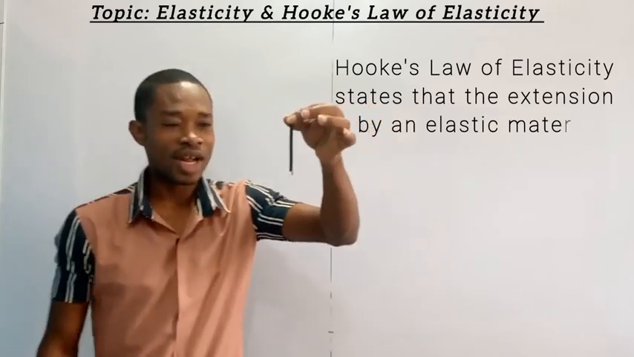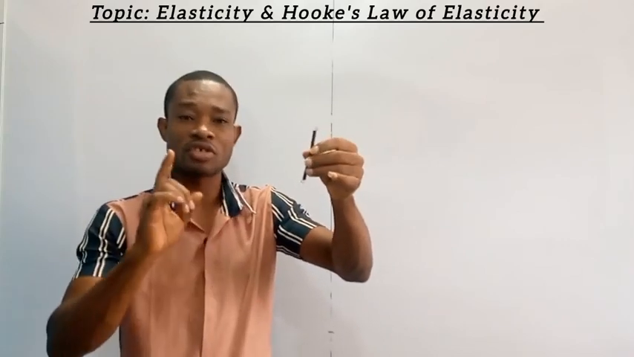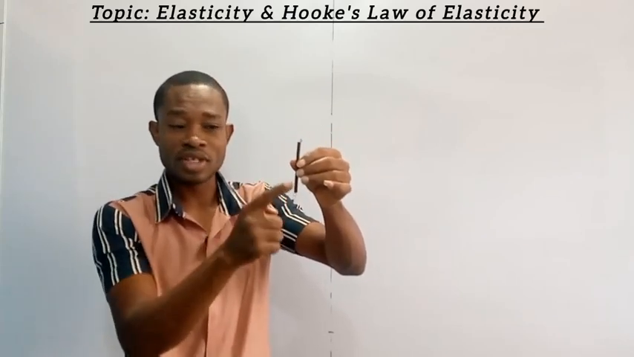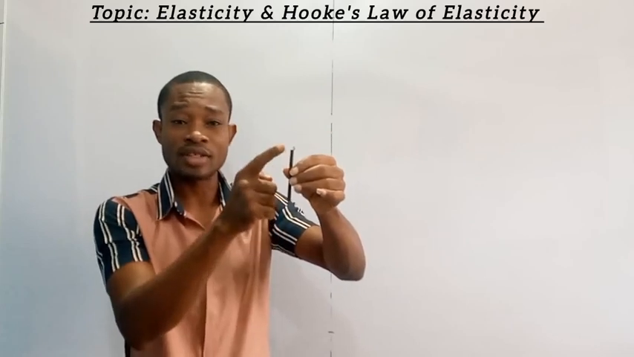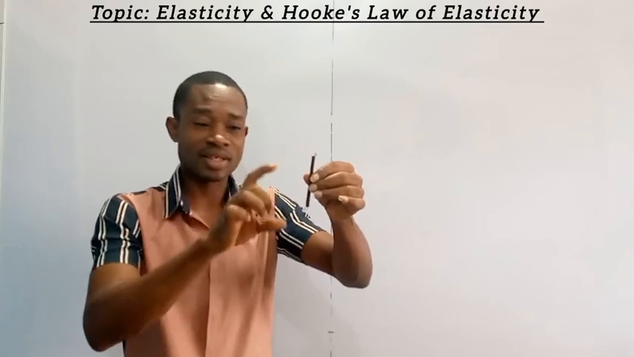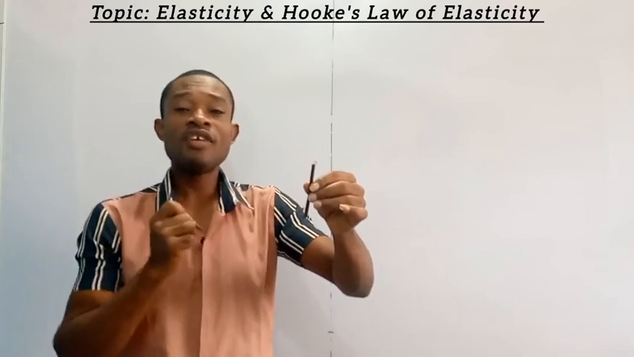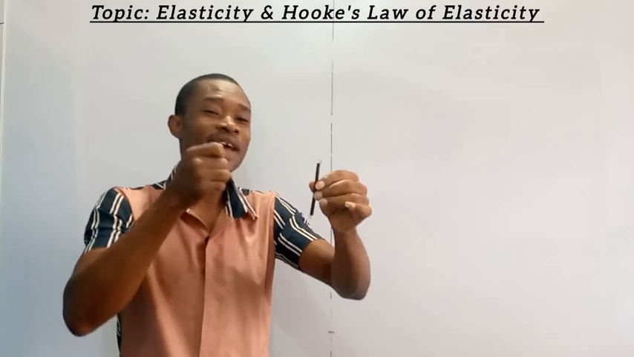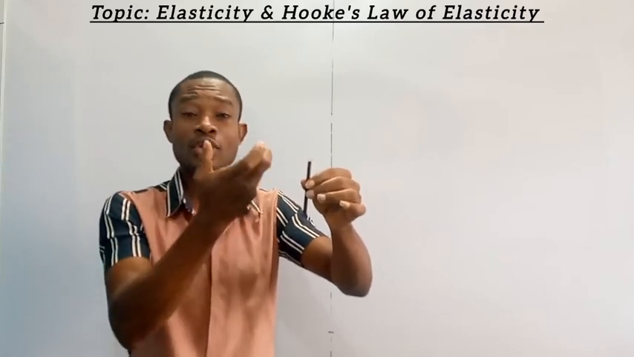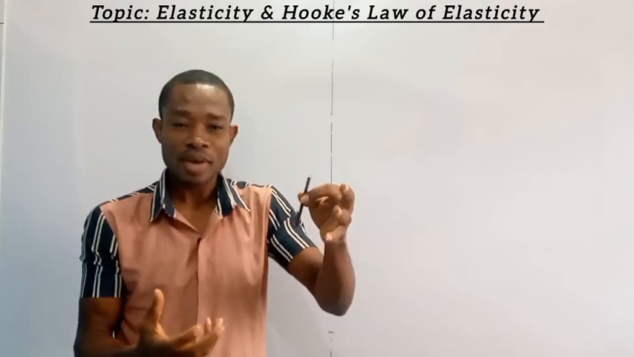Now, once again, take a look at this elastic material. This is the natural length. If I choose to use a meter rule to measure the length, you would notice that we would have the original length of this elastic spring. If you apply a force, if you apply a load, this material, because it is elastic, is going to stretch. It's going to extend. Does that make sense, right?